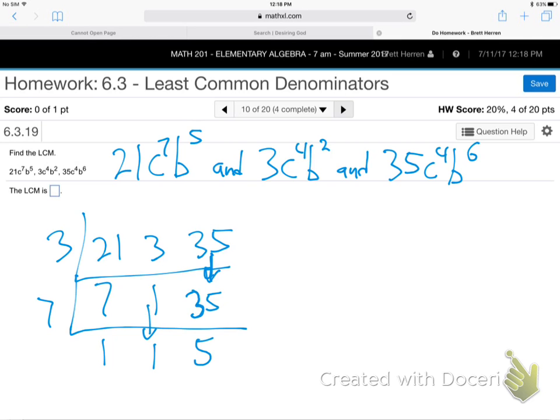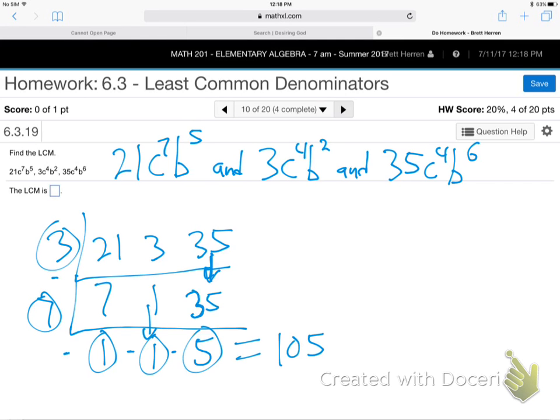We good? Now multiply what's left over. What do we get? 105. Is that good to there? So you should use your calculator. This is a 7 here. So that's 105.